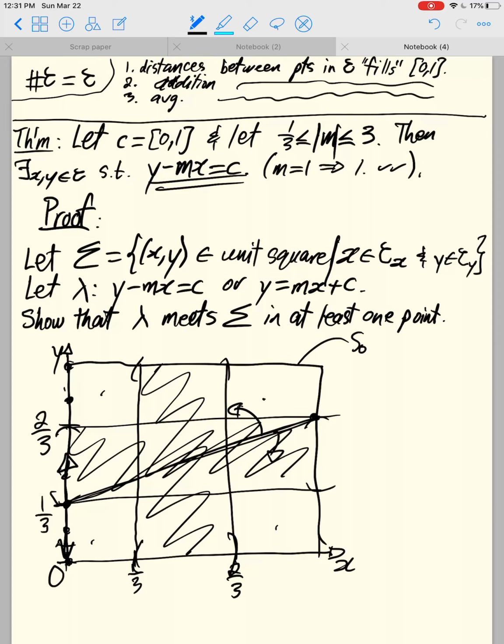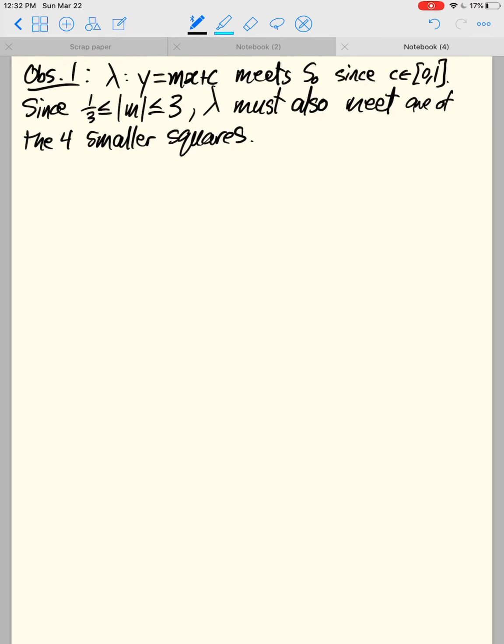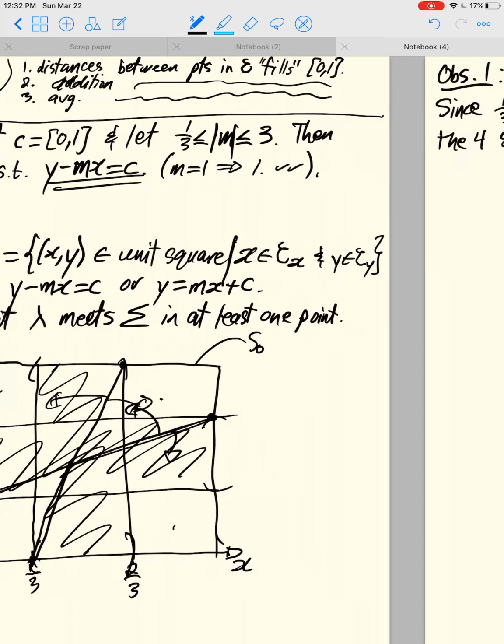So let's say, forget about c for now, and let's say this line only intersected here. So here we have the intersection at x equals 1/3, and we have the slope of the line at 3. So even in this case, we see that it still touches at least one of those 4 smaller squares. And if we were to change the slope at all between 1/3 and 3, this would always be the case. It would always still touch. Hopefully this is clear right now.